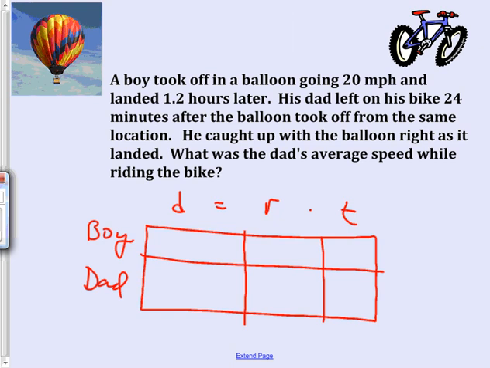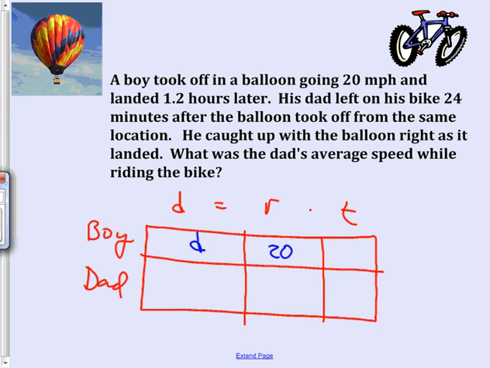Now the distance. Starting right off with a tough one. It doesn't tell me the distance that the boy went. It says he went 20 miles an hour, so it tells me his rate, and it tells me the amount of time he spent, but it doesn't tell me his distance. What do you think I should put if it doesn't tell me that? A variable, and what's a logical variable to put for distance? D. And then it does tell me the rate, 20 miles per hour, and it does tell me the time.